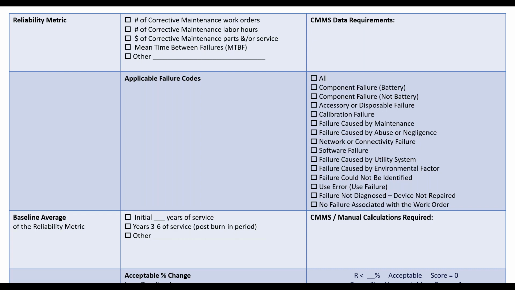For the failure codes, we chose component failure, non-battery, and network connectivity. Because that is becoming more and more part of our work. For the baseline average, again, we did the initial 3 years of service because we want to know from day one how many failures we experienced in a 3-year period to establish a baseline.